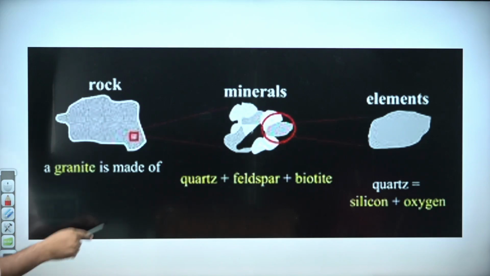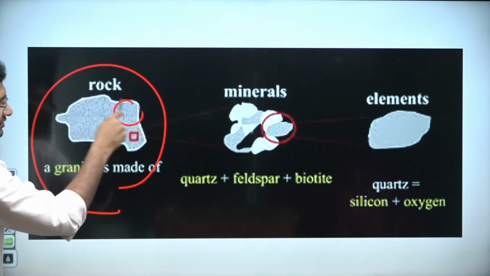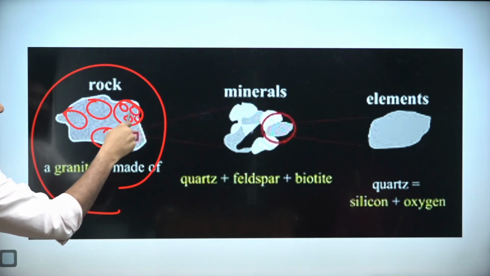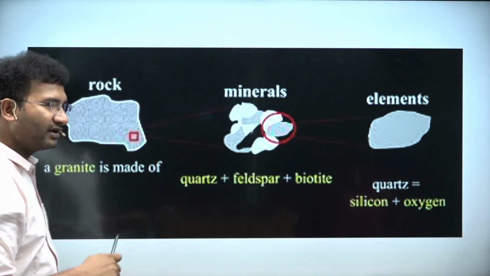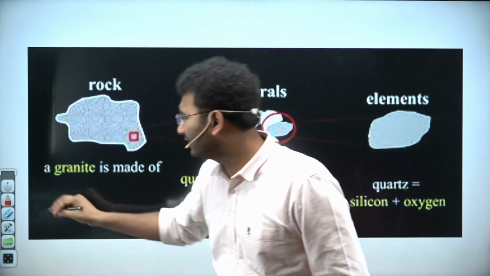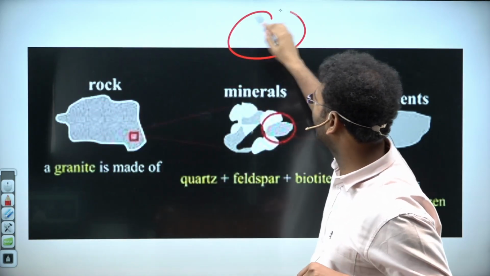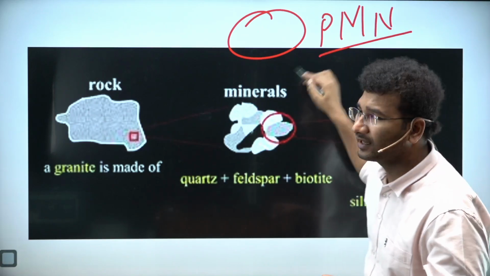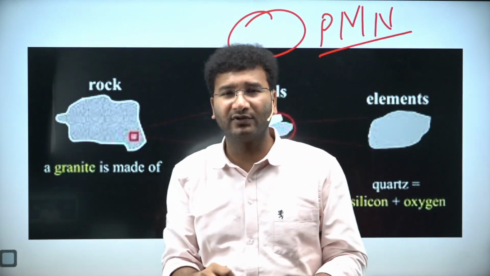One last time I will be repeating: rock is a collection of minerals and mineral is a collection of elements. Now sometimes a rock can have a single mineral within it, a rock can have multiple minerals. For example, in the current affairs you might come across a term called polymetallic nodules. Now what is this polymetallic nodule which is found at the bottom of the ocean?